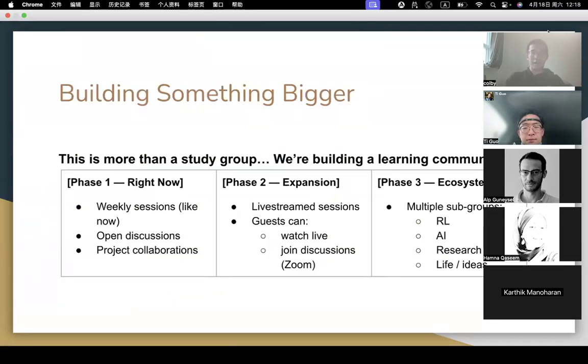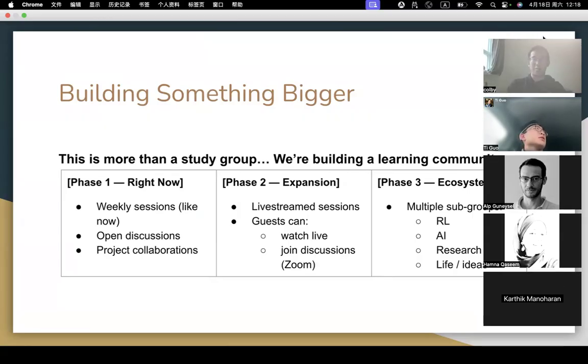And this is more than a study group. What we are hoping is to build a learning community. And we are hoping to do this in three phases. Right now is phase one. We have weekly sessions, we have open discussions, and we are probably going to have project collaborations. In phase two, we are hoping to do some sort of a live stream session, and people can watch live or join a Zoom discussion.